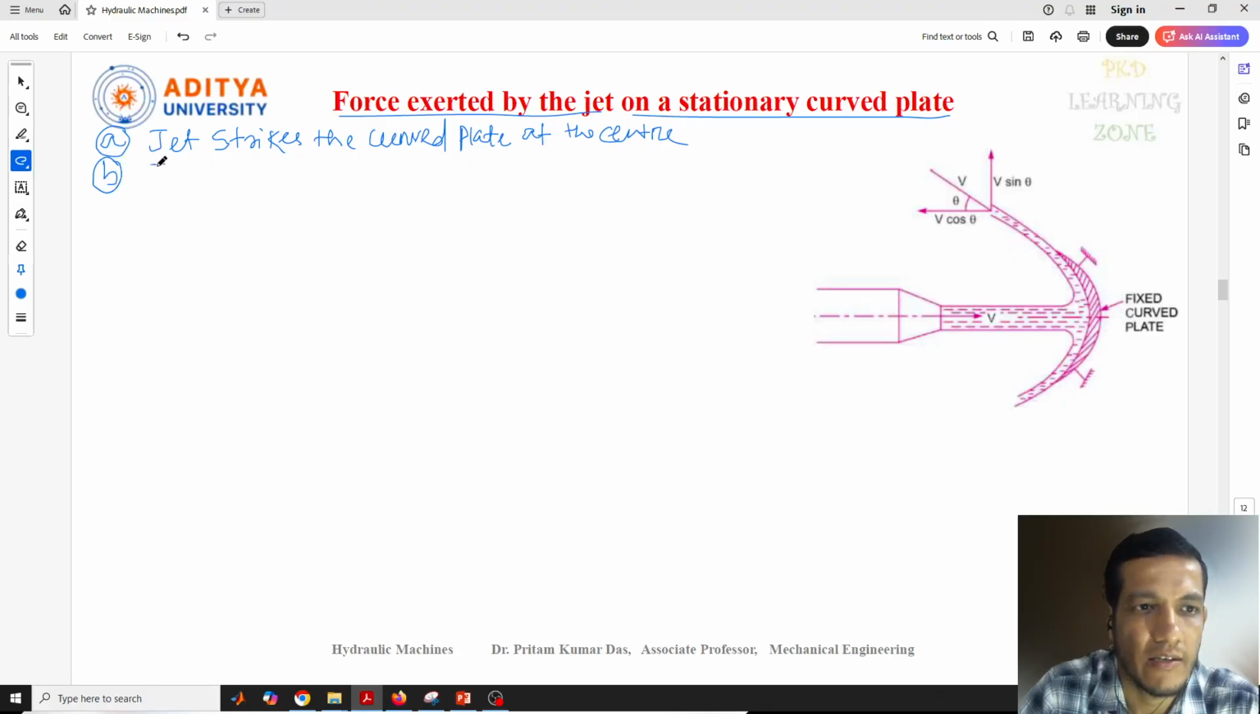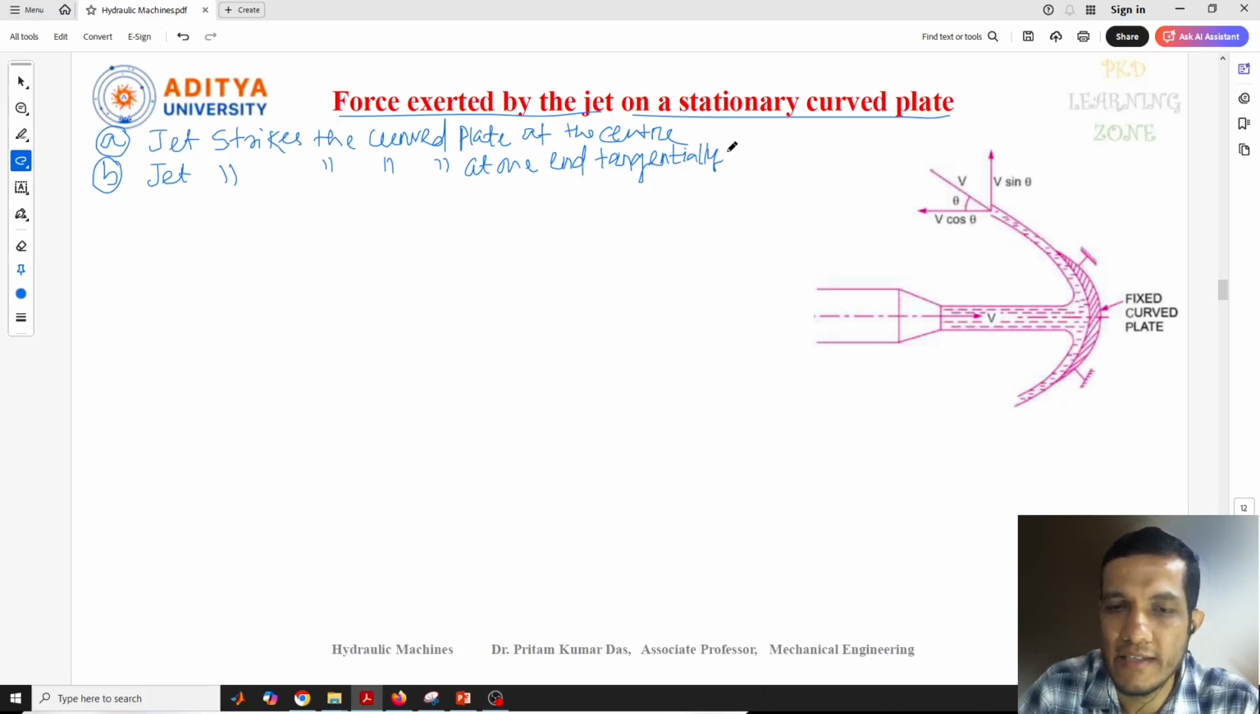The second category is where the jet strikes the curve plate at one end, tangentially, when the plate is symmetrical. This is the second condition.